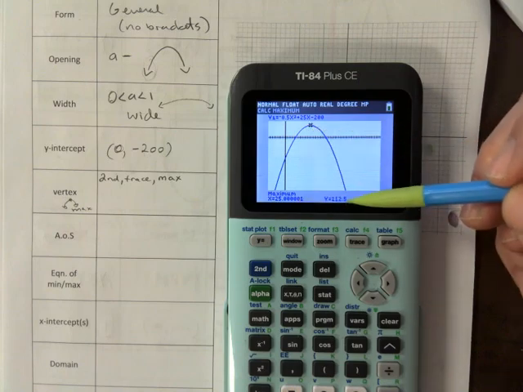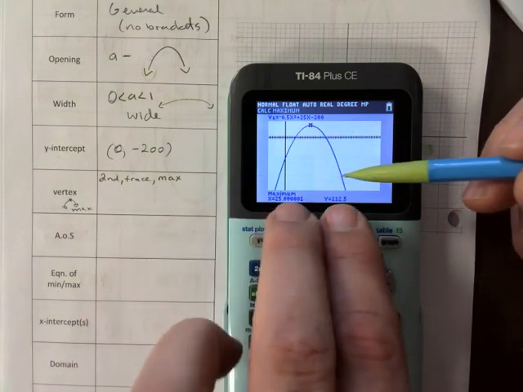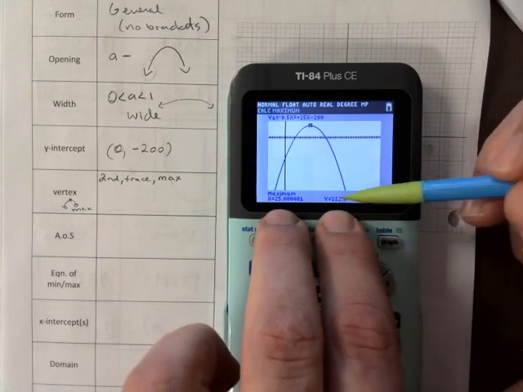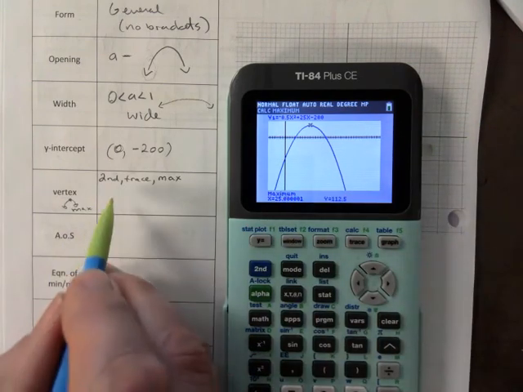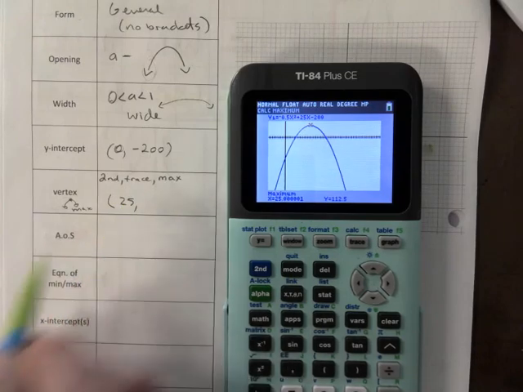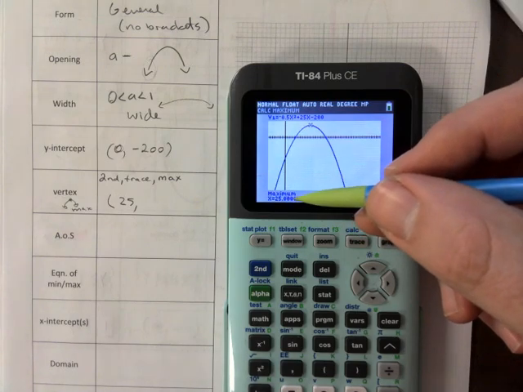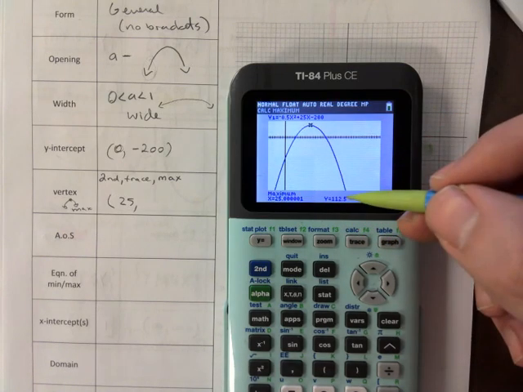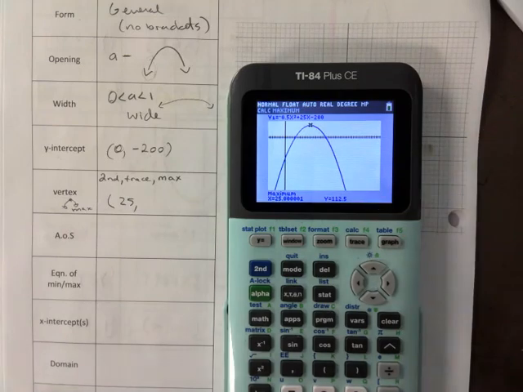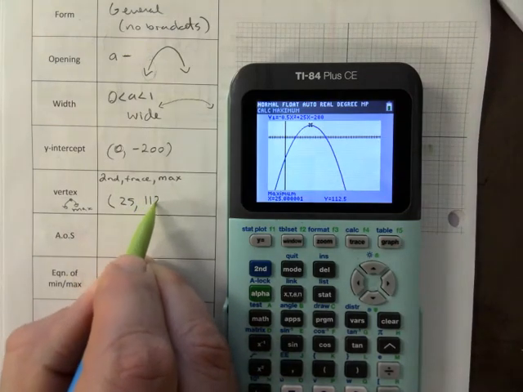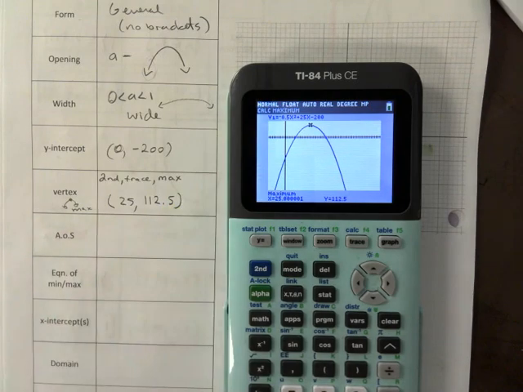Okay? So that's your maximum right there. These are the coordinates of the vertex, x, y. So write those down. 25. We round to 2 decimals. But this would round to 0.00, right? So I'm not going to bother. This is 112.5. Okay, you got that?